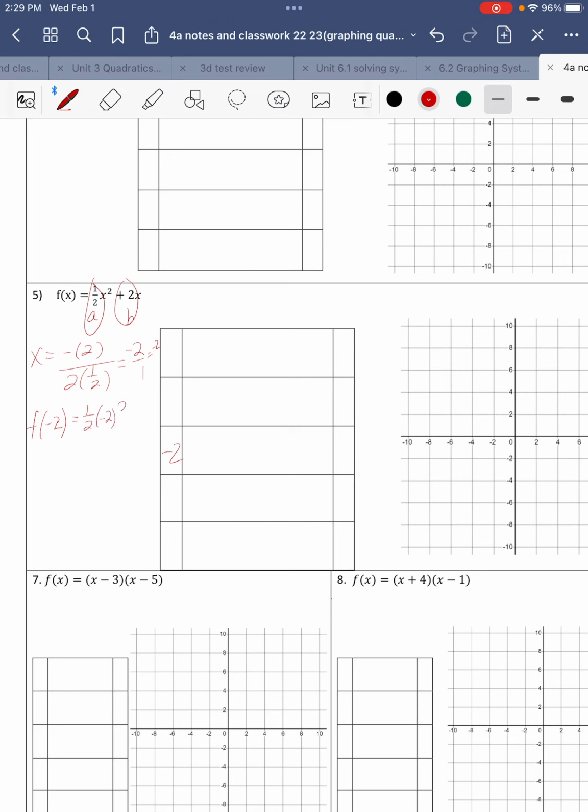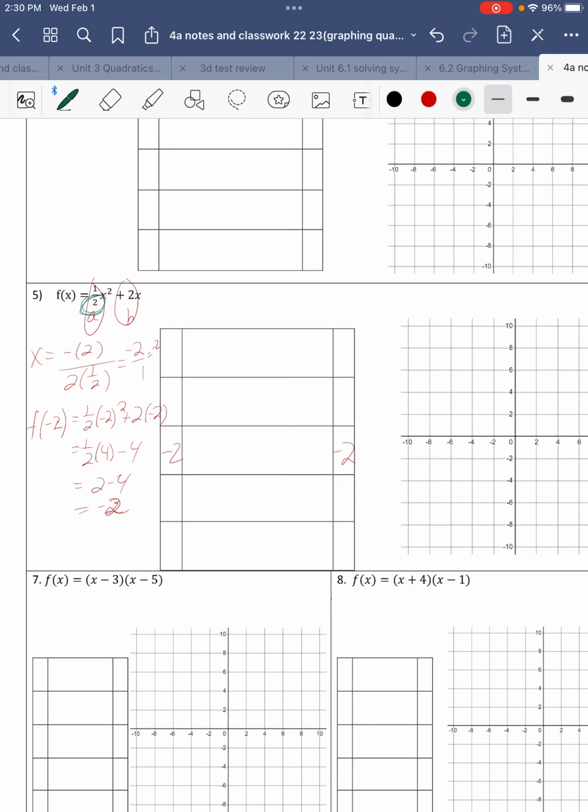1/2 times -2 squared plus 2 times -2. That's -2 squared is +4. 2 times -2 is -4. Half of 4 is 2. And -2 is your y value.